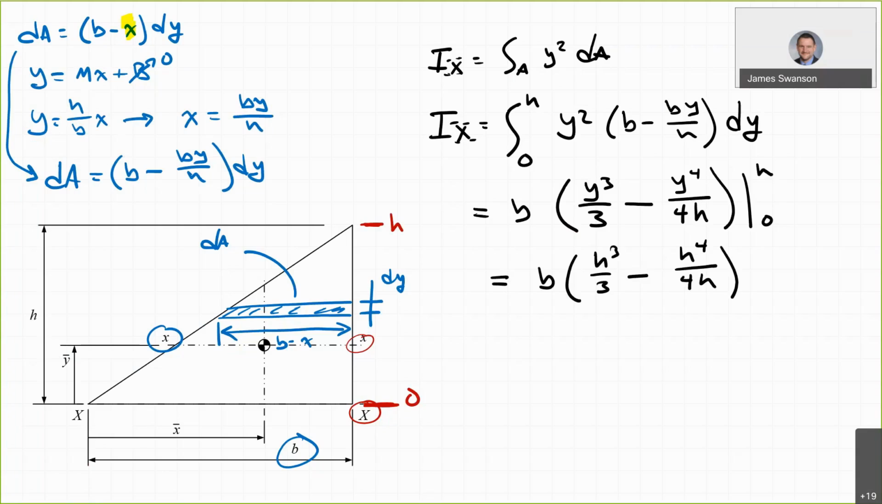So I end up with I sub big X equal to b h cubed divided by 12. So the moment of inertia of a triangle about its base is equal to the base times the height cubed divided by 12.